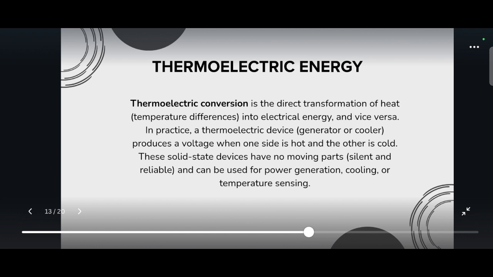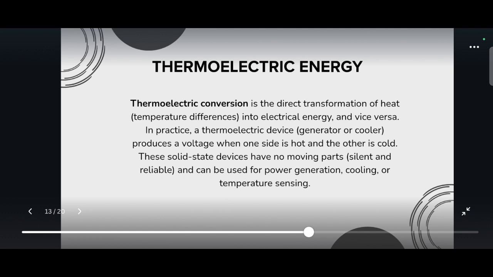So, thermoelectric conversion is the direct transformation of heat, a temperature difference, into electrical energy and vice versa. This simply means that if one side of the device is hot and the other is cold, it automatically creates electricity. And if I do the opposite, if I give it electricity, it can move heat, so it can work as a generator or a cooler.